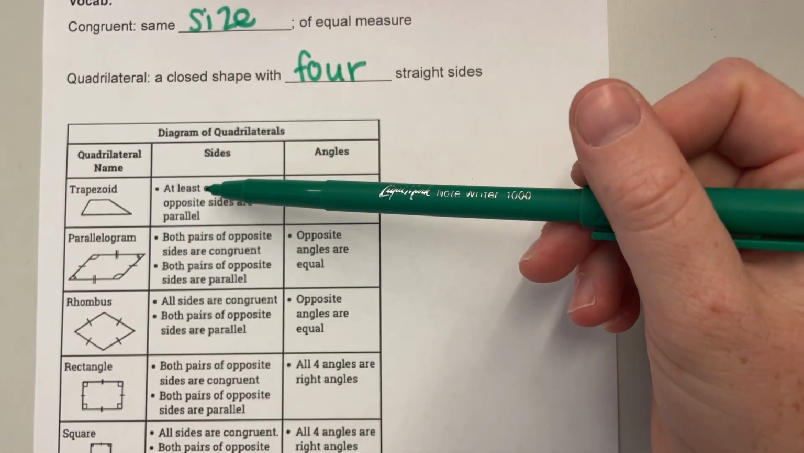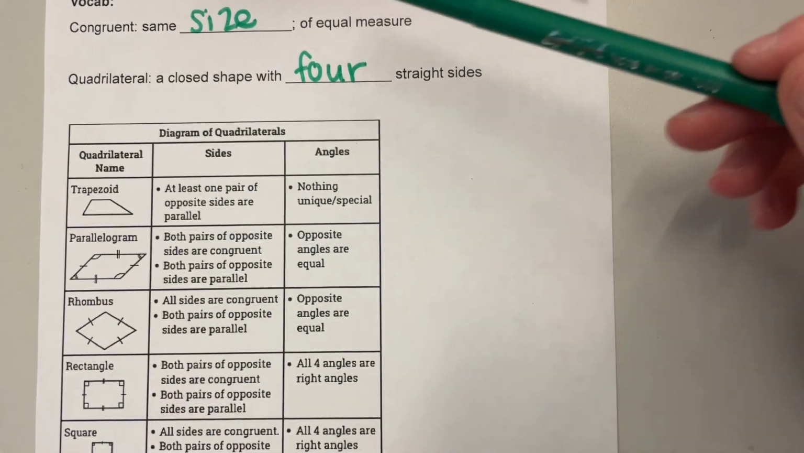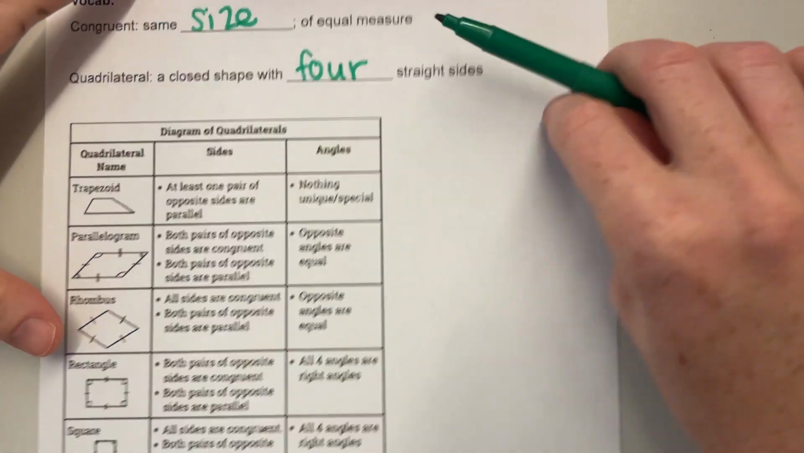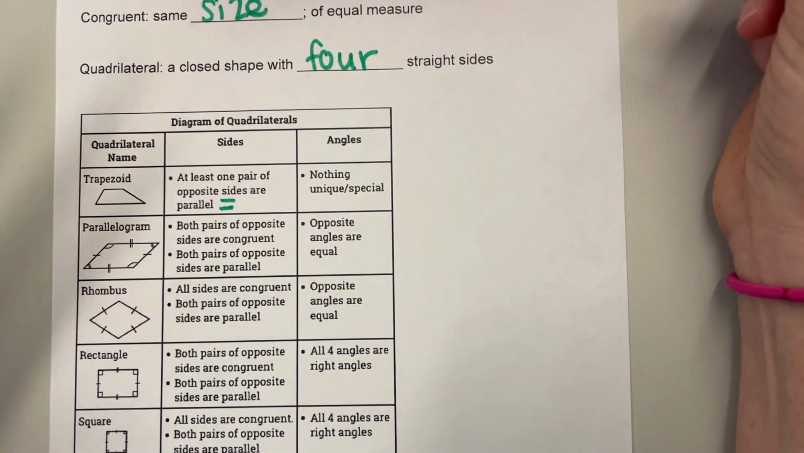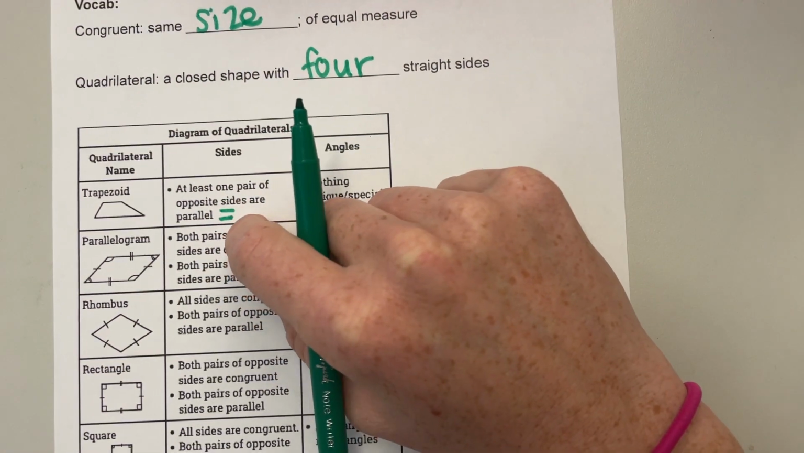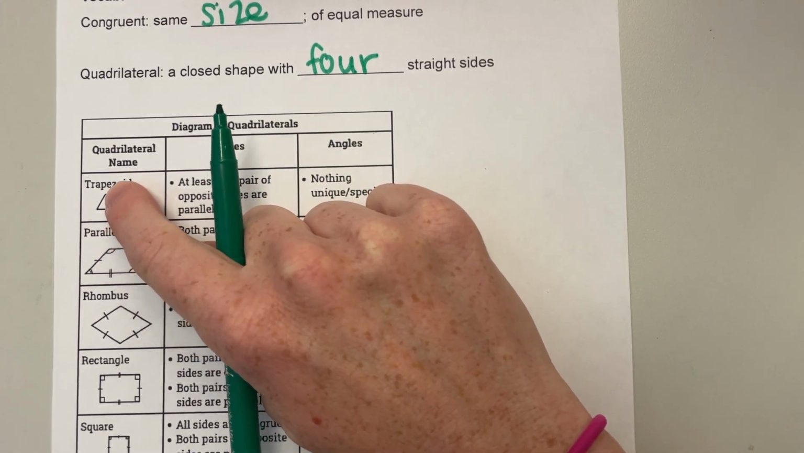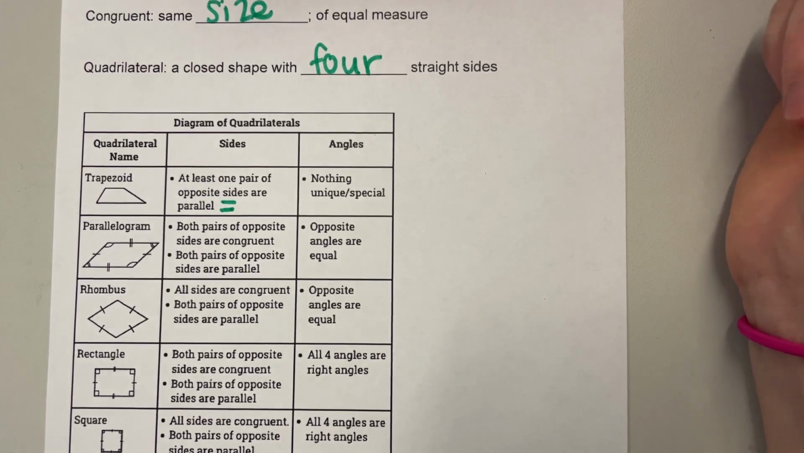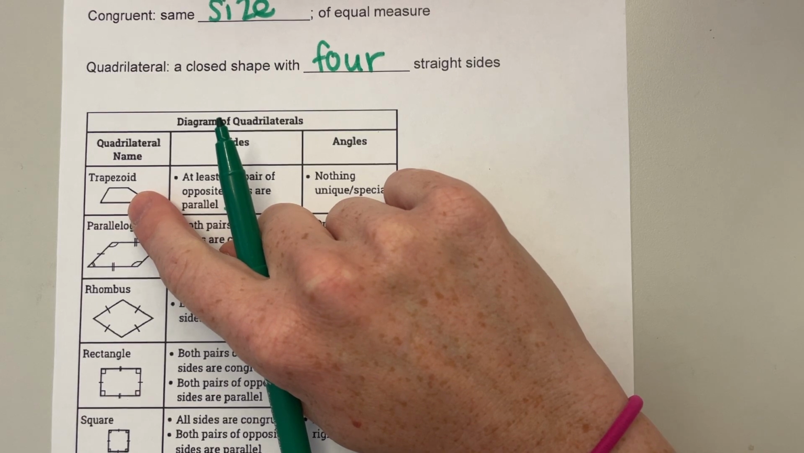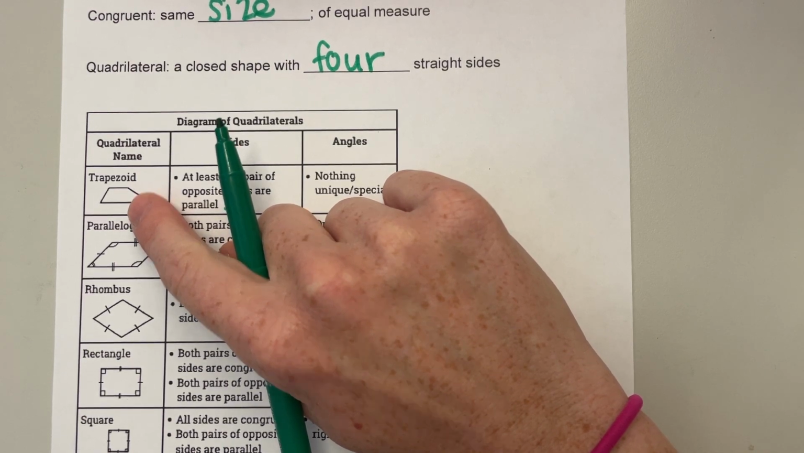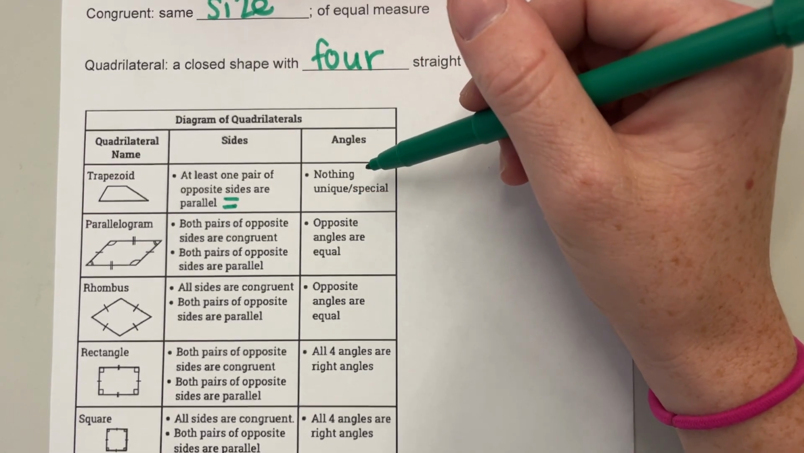That means there has to be at least one pair of opposite sides that are parallel. Remember, two parallel lines, let's just put next to parallel, two lines that look like that, will never intersect. On this one, there's just one set. There could be another shape that has two sets of parallel lines, and that's still considered a trapezoid. There's nothing unique or special about the angles of a trapezoid.